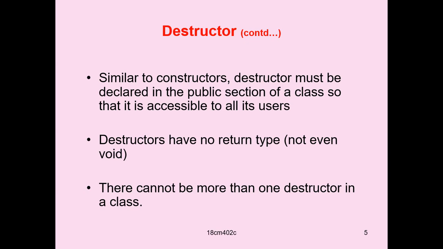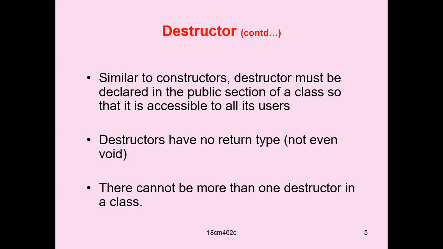And destructors have no return type, not even void. As constructors do not have any return type, destructors also do not have any return type. Almost all the characteristics of the constructor apply to the destructor, only the name is preceded by the tilde operator. That is the added one. That's it. There cannot be more than one destructor in a class.